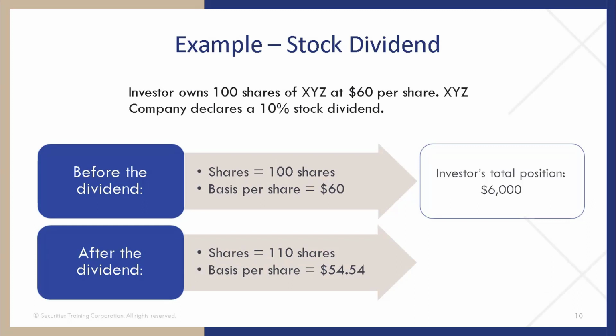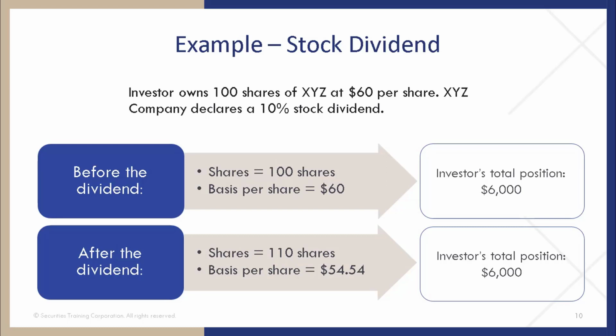After the dividend, you're going to own 10% more shares. 10% of 100 is 10. Add the 10 to the 100, you now own 110 shares. To calculate the cost per share, which is now $54.54, the best way of doing it is to divide the total amount that you own, which is $6,000, by 110. 6,000 divided by 110 shares equals $54.54. Again, the total value does not change and equates to $6,000.